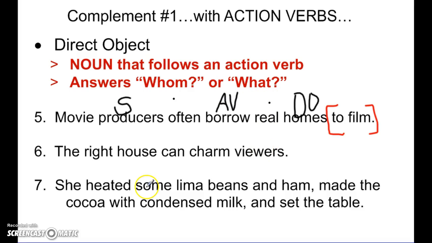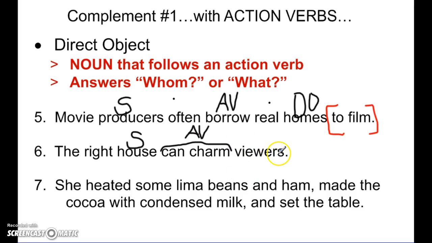The next sentence says, the right house can charm viewers. I'm going to look first to see if I see any prepositions, and I do not. So I'm going to start by looking. Next, I'm going to look for my subject. What is the sentence about? That sentence is about a house. What does the house do? The house charms. And it doesn't say the house charms. I actually have a helping verb here, which we'll talk about in a couple weeks, but you should have learned those before. So my verb phrase is actually, the house can charm.